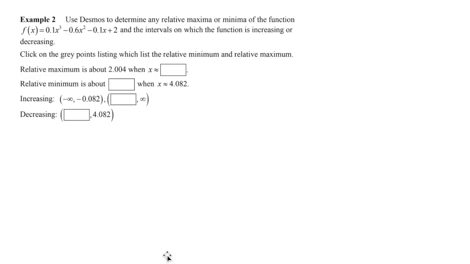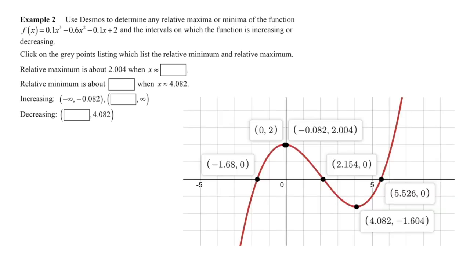Use Desmos to determine any relative maxima or minima of the function f(x) = 0.1x^3 - 0.6x^2 - 0.1x + 2, and the intervals on which the function is increasing or decreasing. So within Desmos, I graphed our equation, and remember a couple videos ago we chatted about how Desmos puts these gray points at pertinent information.